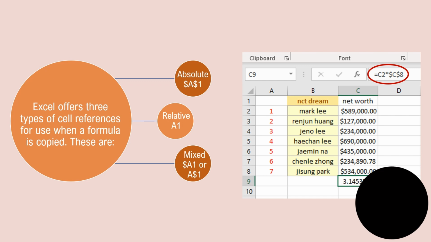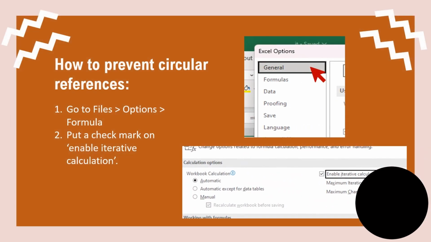Next is how to prevent circular references in Excel. So the first step is we must go to the File, select Options, and then select the Formulas button. The next step is to put a check mark on the button that says enable iterative calculation.